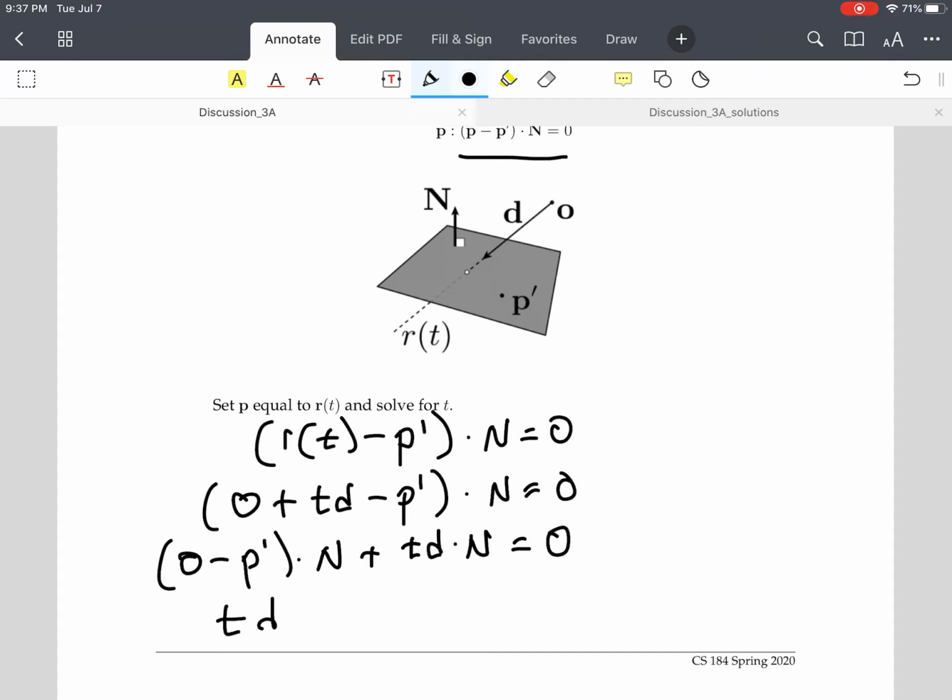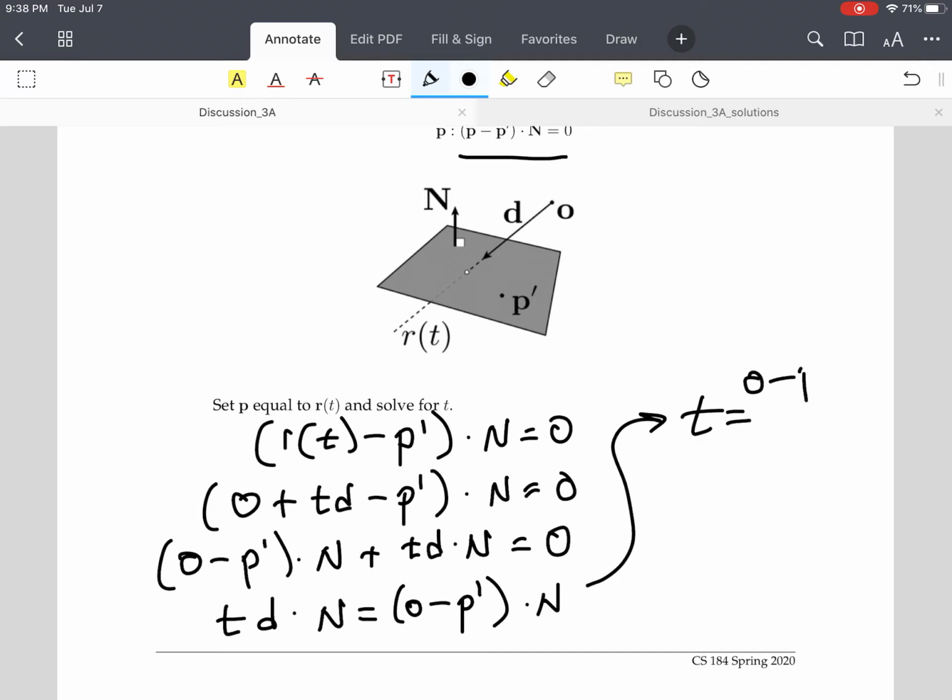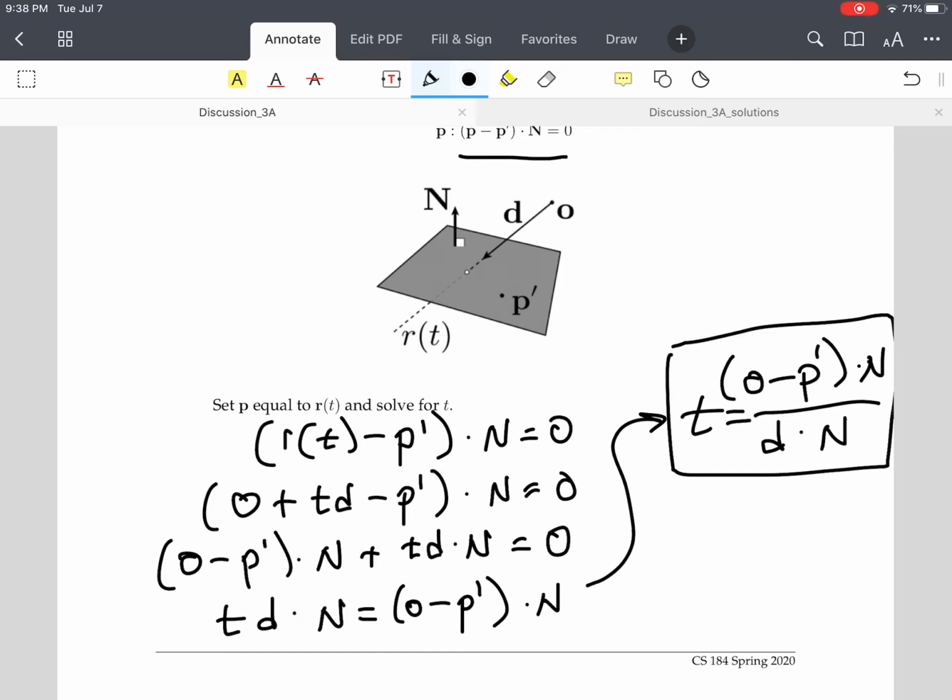Then we can do TD dot N is equal to negative O minus P prime dot N. And then we just divide. So T is going to be equal to negative O minus P prime dot N all over D dot N. Okay, and there we go. That's our answer.